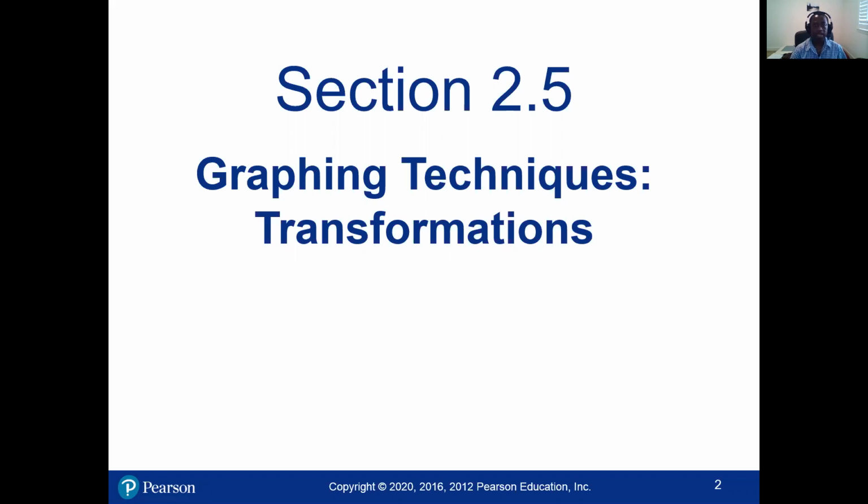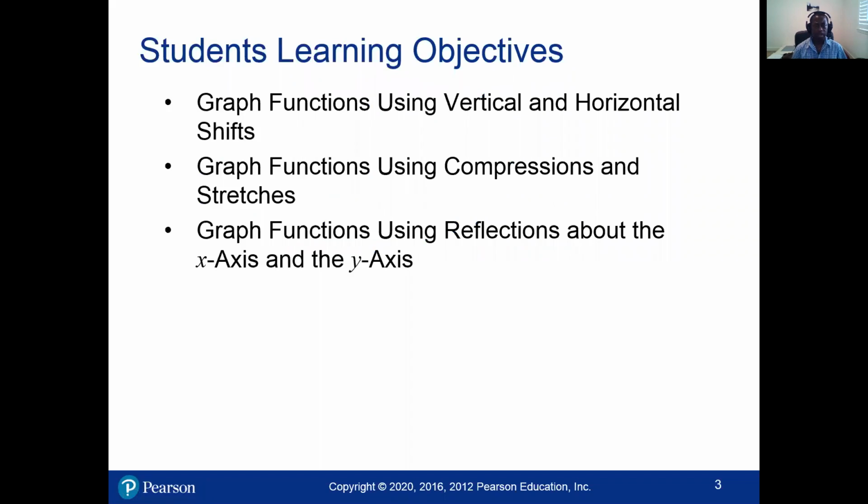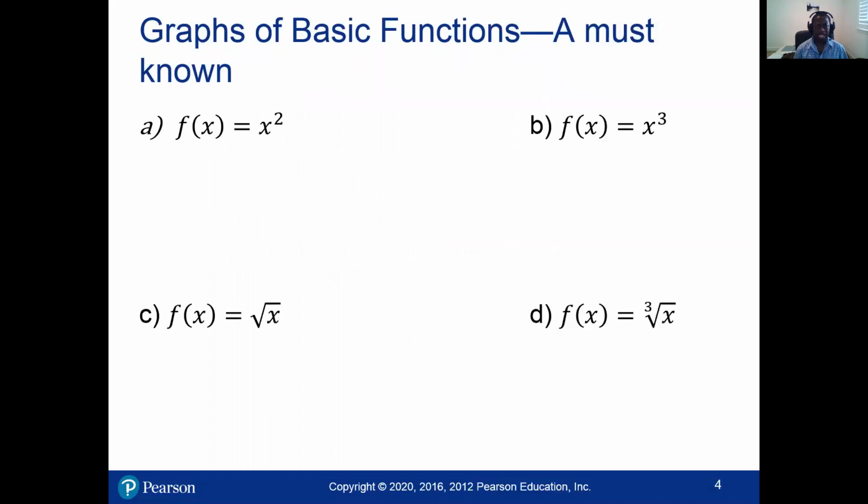Here are the learning objectives. We are going to use some graphing techniques: vertical and horizontal shifts, using compressions and stretches, and then reflections in the x and y axis. Okay, so horizontal shift and then vertical shifts. Here are the examples.